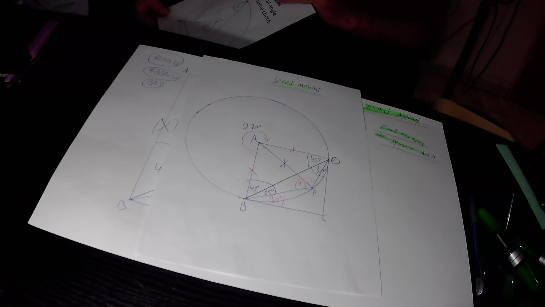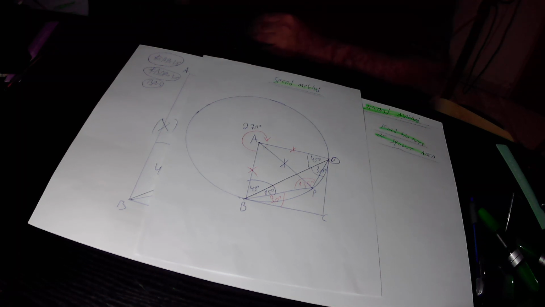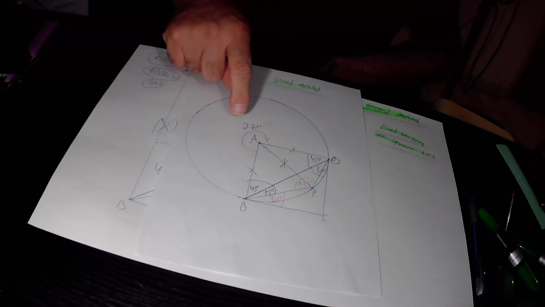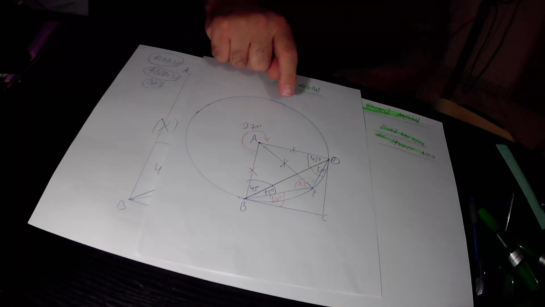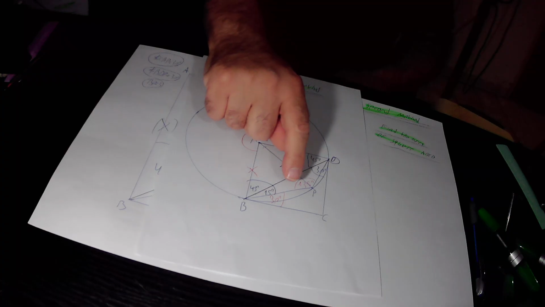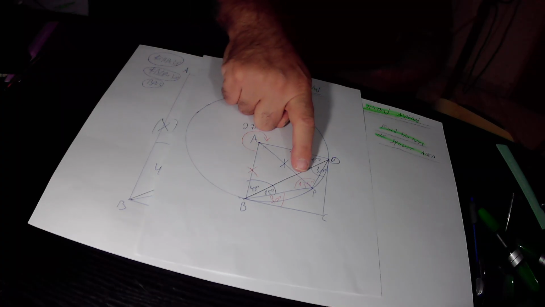So we can implement Rule 13 in our drawing. In our drawing, this is angle DAB that equals 270 degrees in its size. And this is angle DBP that equals 135 degrees in size.